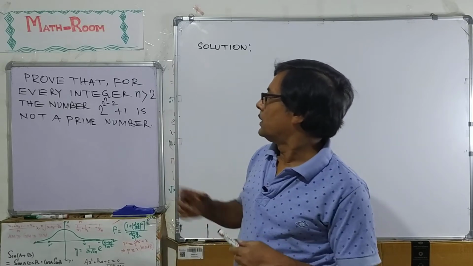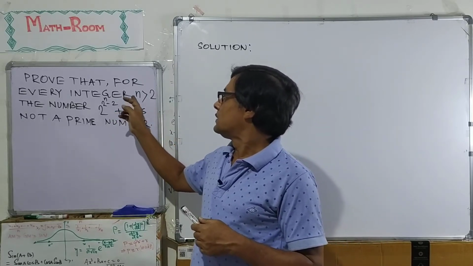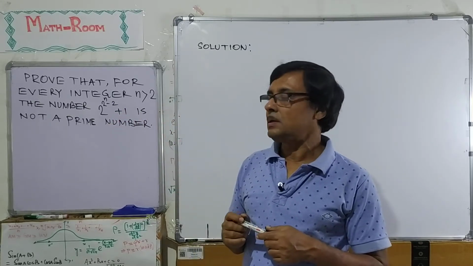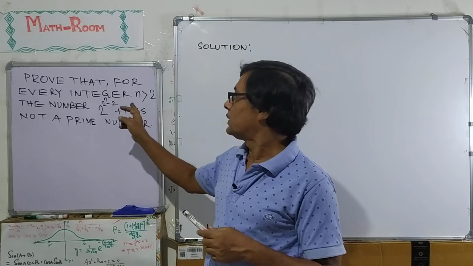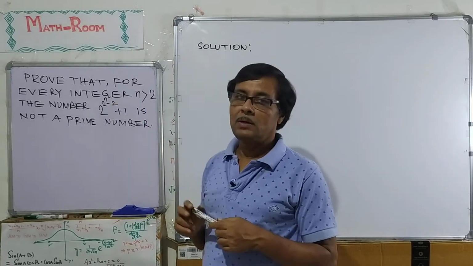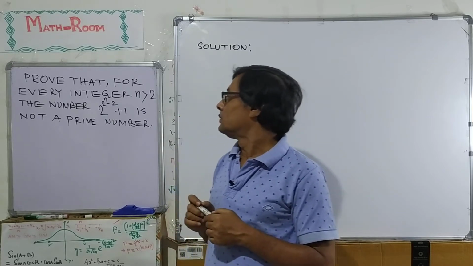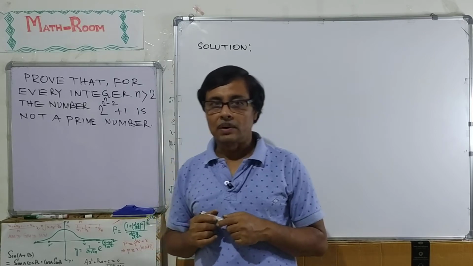So, we have to show this number is not a prime number, that is, its number of factors is greater than 2. If we can show the number of factors of this number is greater than 2, then we can say this number is not a prime number.